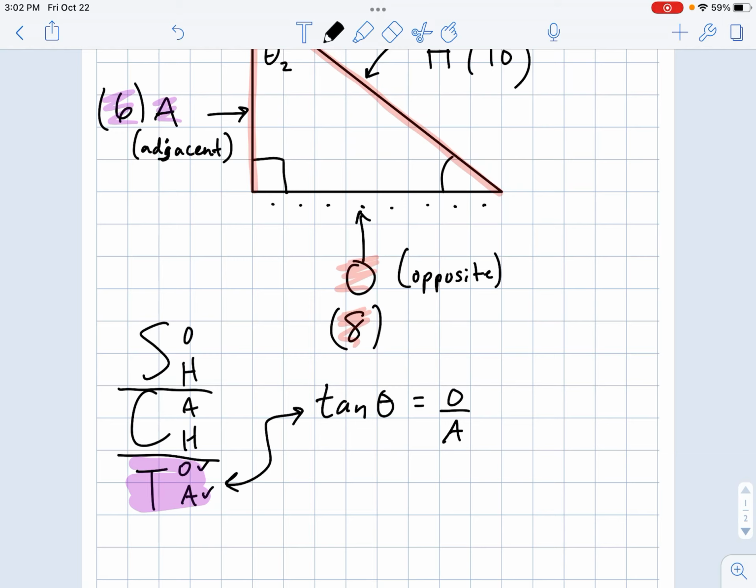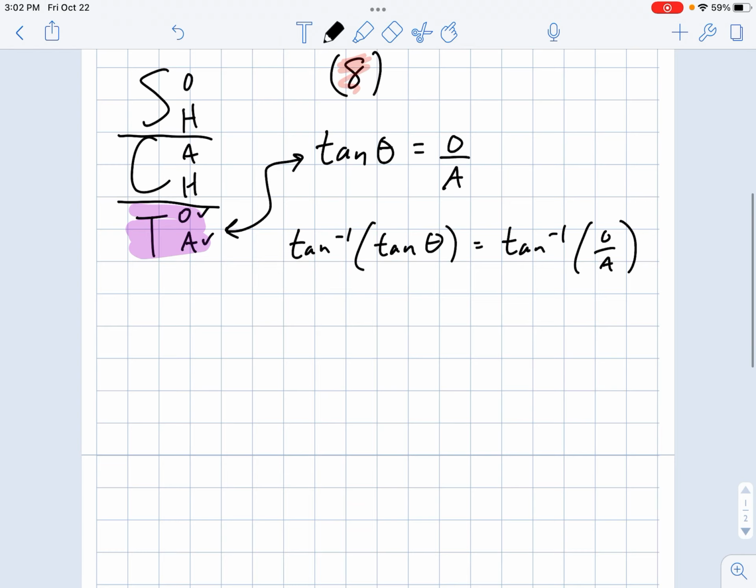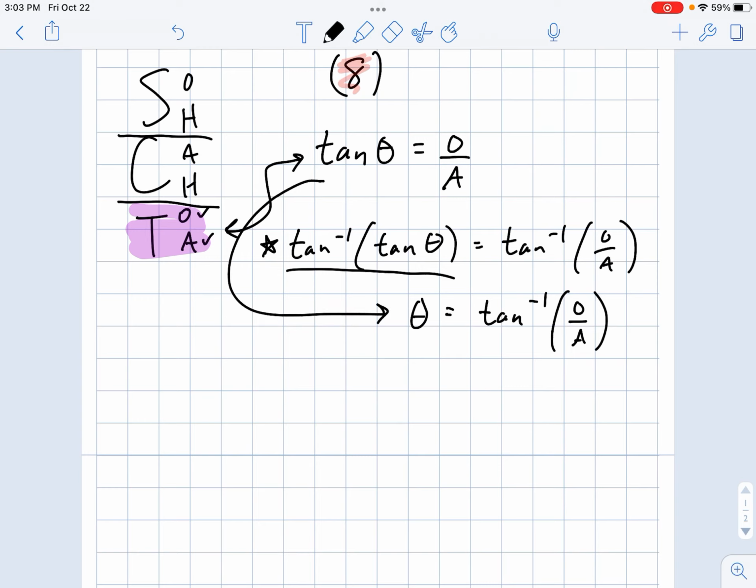To solve for theta, we would actually need to take the inverse tangent of the tangent. Those are inverse operations. And in math, whatever you do to one side of the equation, you should do to the other in order to keep the two sides equal. So on the left side of our equation, this reduces to theta. So we have this expression: theta is equal to inverse tangent of opposite over adjacent. You don't have to take this second step if you can go straight to this formula, and that's what we're going to use.